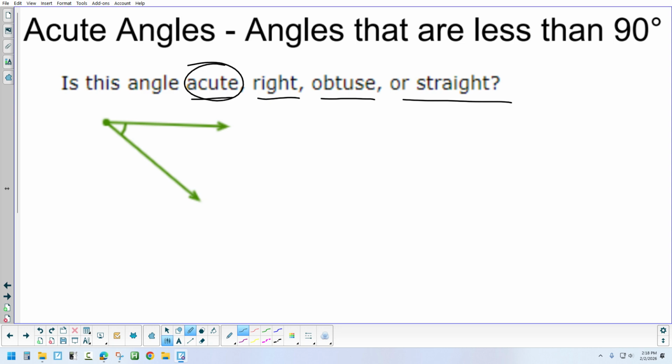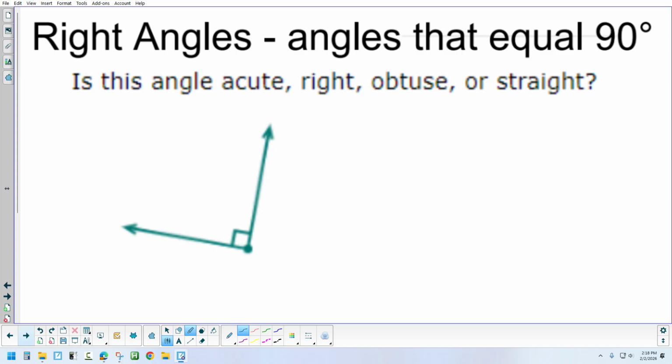Why is it acute? Why? Small. Well, why? What makes it small? How small? Smaller than 90. Yeah, smaller than 90. Okay. What do we call an angle that's exactly 90? I think that's going to be the next word on the sheet. Right. That's a right angle. Okay. Right angle is equal to exactly 90.